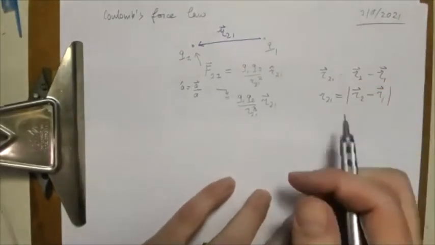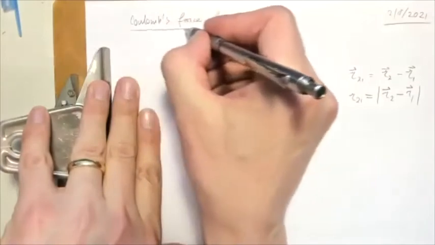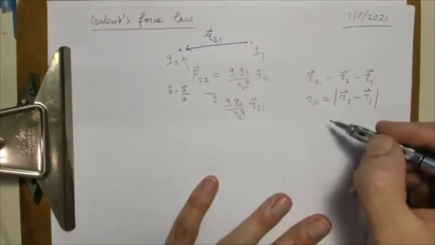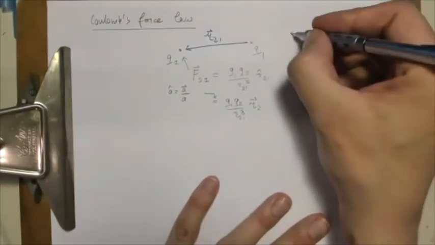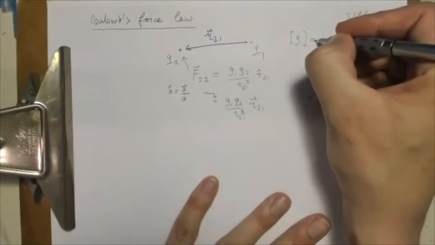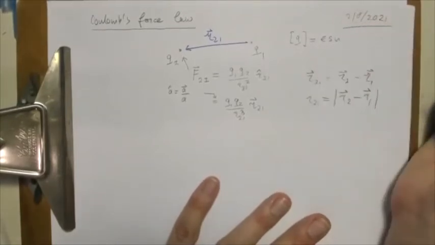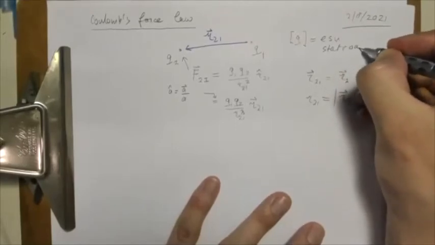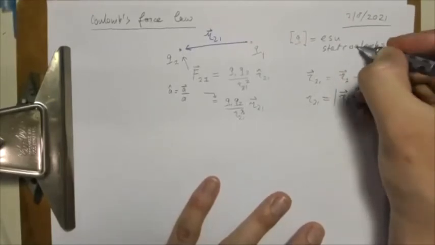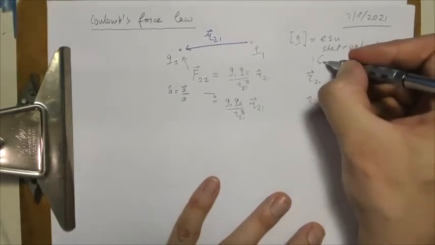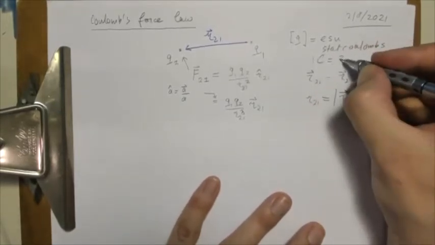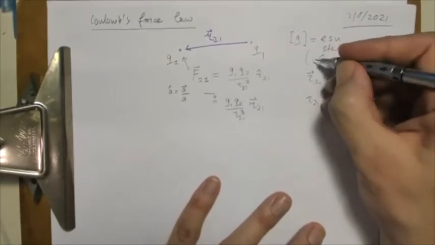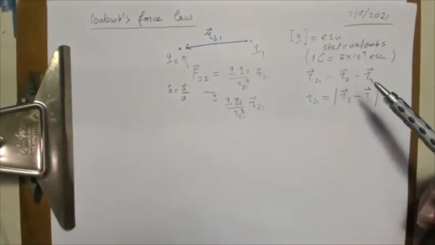Units: because we're using the Gaussian system, the units of charge are ESUs, or electrostatic units, or stat coulombs. And you know, 1 coulomb from the SI system is 3 × 10⁹ ESU. So for reference, that does make life a lot easier.